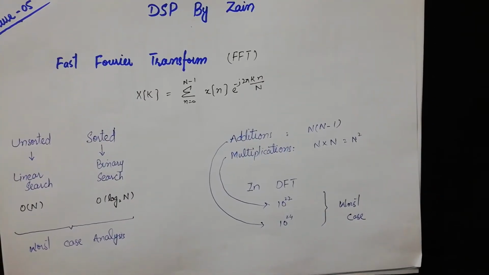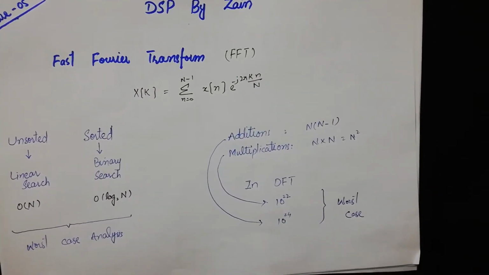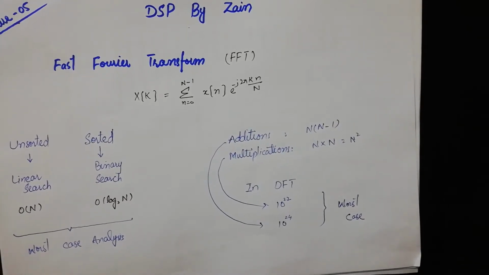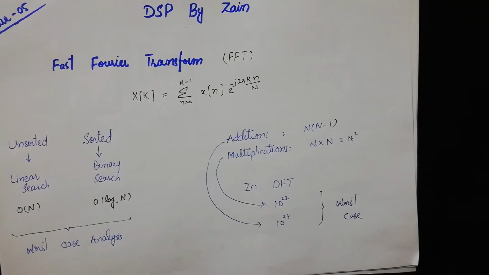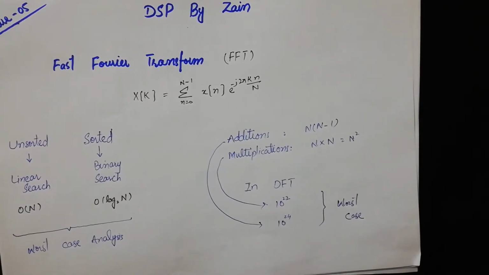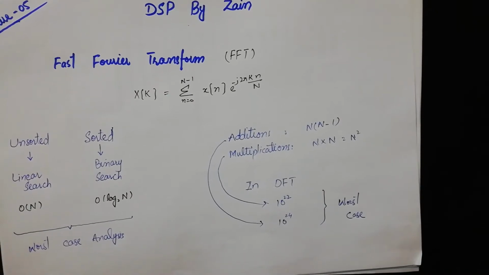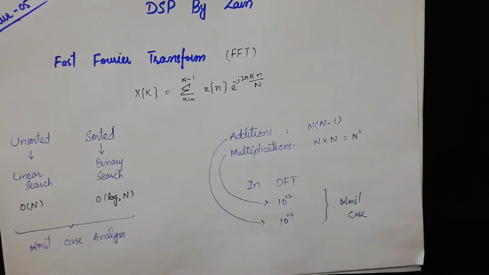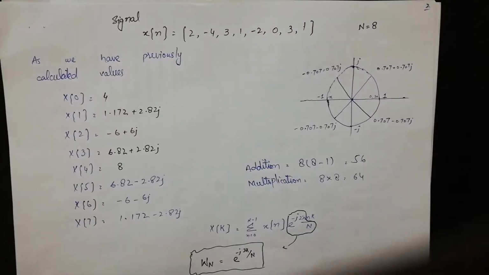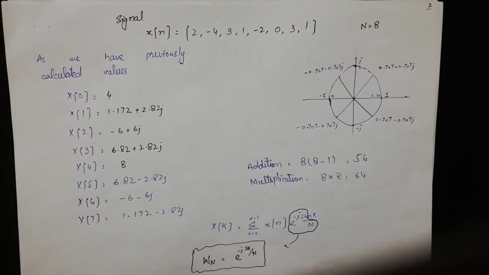If we have additions and multiplications in the discrete Fourier transform, the worst case for addition is N into N minus 1, and for multiplication N into N. So in this case we have N into N minus 1 and N square. In DFT the worst case analysis for multiplication is 10 power 22, and for addition is 10 power 24. Now we take a signal having 8 samples.